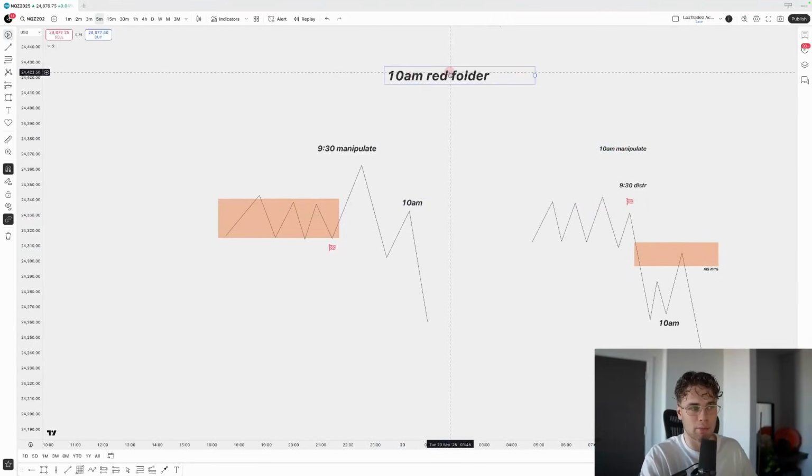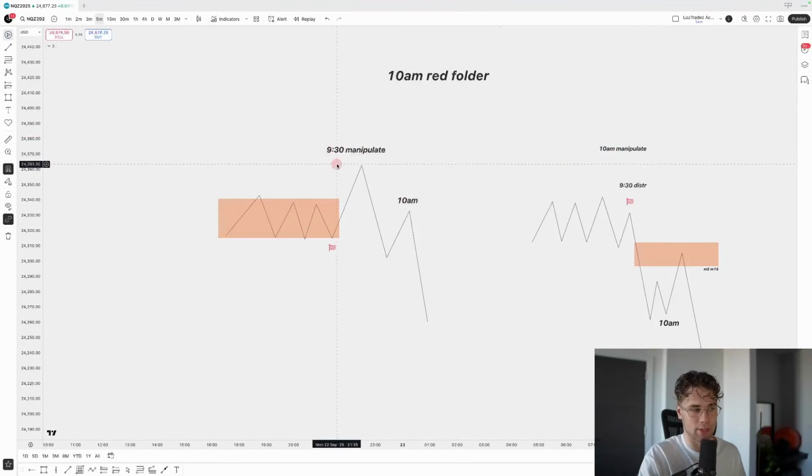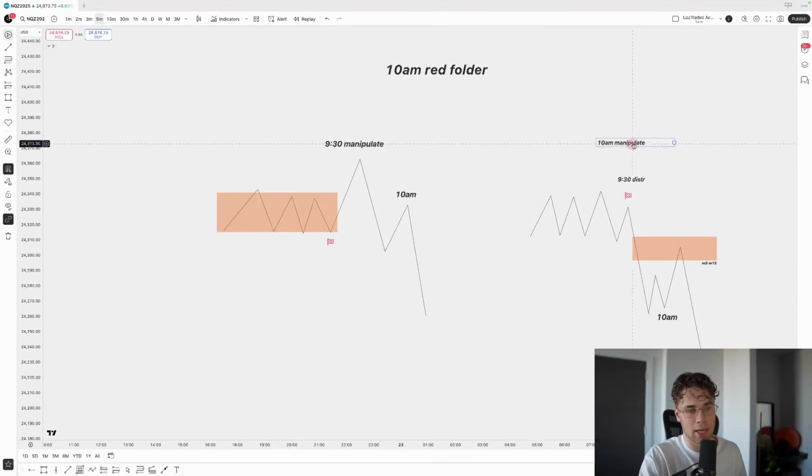So when you have 10 a.m. red folder, there's two things that can happen. Well, there's three. Nothing can happen, right, which is rare, but nothing can happen if you don't have daily bias or 4-hour bias. Or scenario one, 9:30 can manipulate as always, 10 a.m. can distribute, as you can see here, consolidation, 9:30 manipulation, leg lower, 10 a.m. distribution with the red folder. Or scenario two, which is less common but does happen a lot, 10 a.m. can manipulate, and then we trade post 10 a.m.